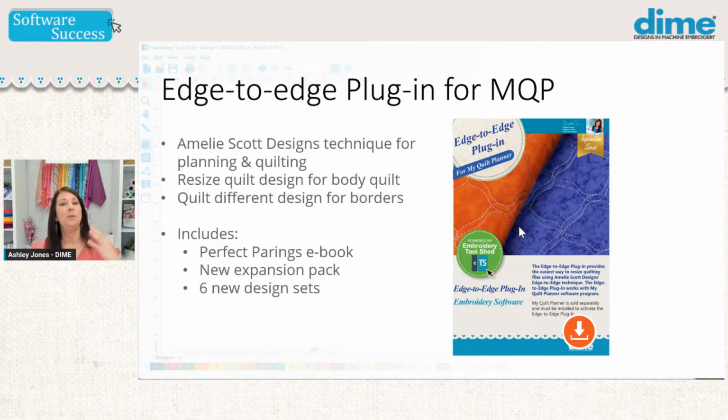Now, if you own the Edge to Edge plugin or you plan to purchase it, it does come with an ebook called Perfect Pairings. These are quilt plans or layouts that she has provided for you that match the built-in designs. It has 6 expansion packs built in, a new expansion pack built in, and 6 design sets, which give you a border and a corner. So let's head over and get started with what we're going to talk about today.